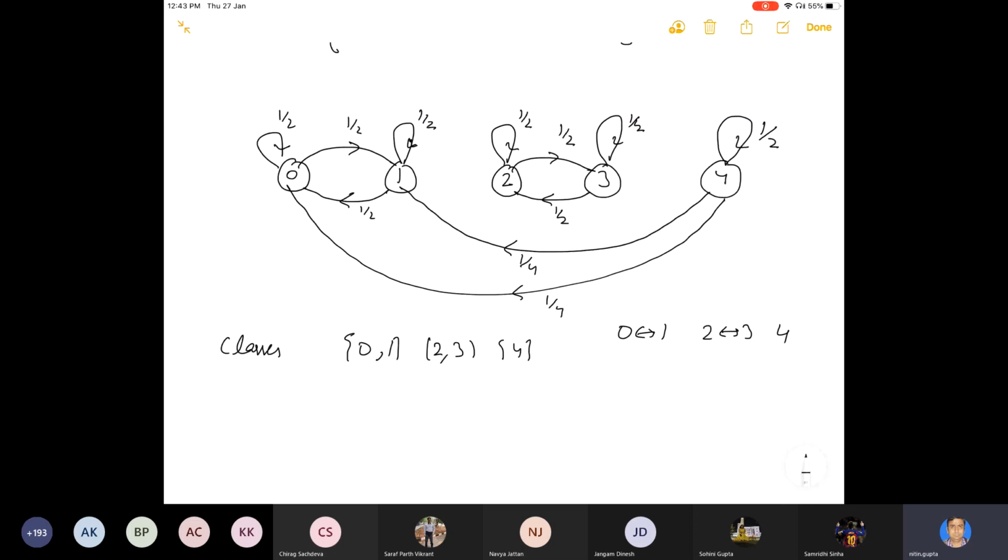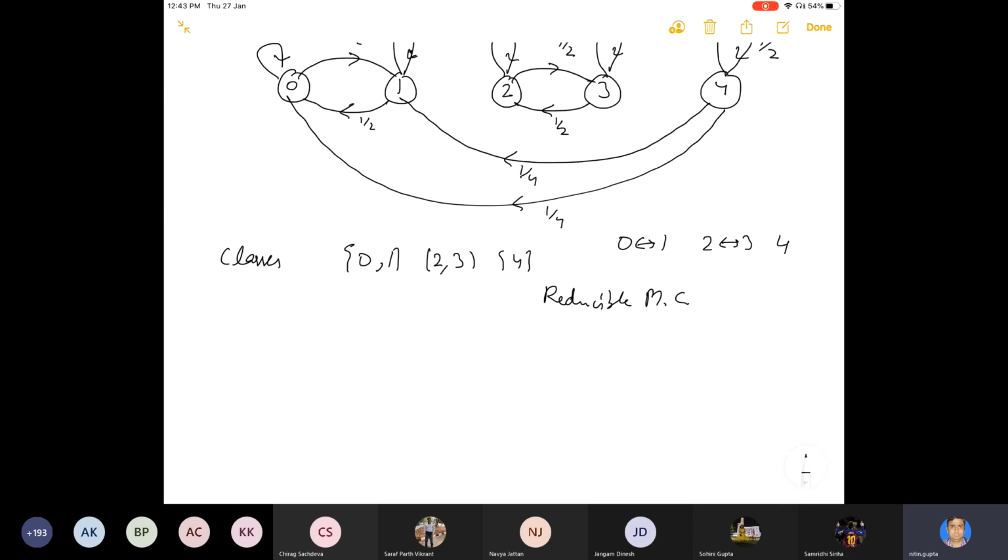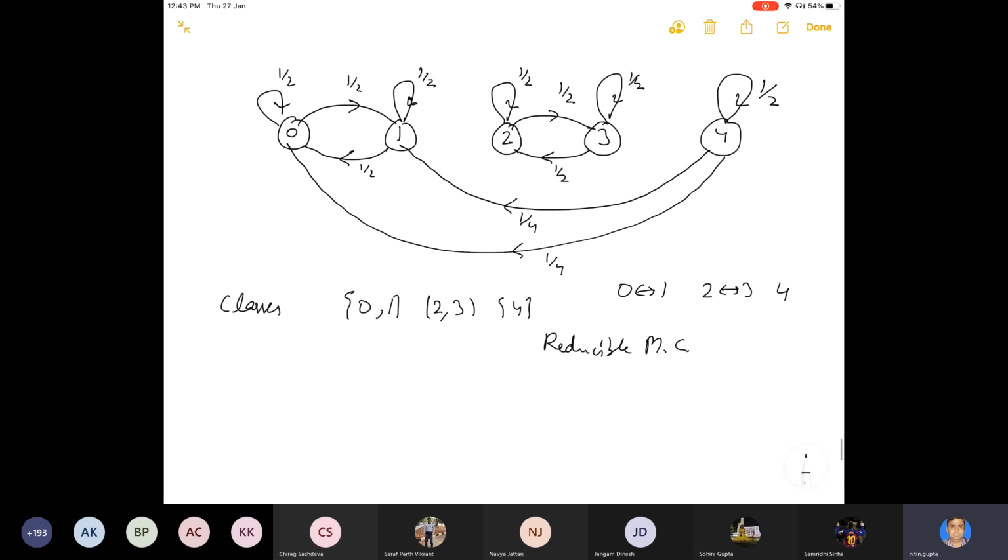First of all, whether the Markov chain is reducible or irreducible: whether all states communicate with each other. All states do not communicate, so this is not irreducible. This is a reducible Markov chain, first of all.